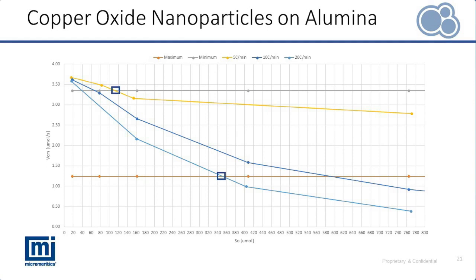Similarly, the highest heating rate expected to be used would be the limiting factor for the maximum gas consumed. Here, at a heating rate of 20 C per minute, this would be approximately 350 micromole.